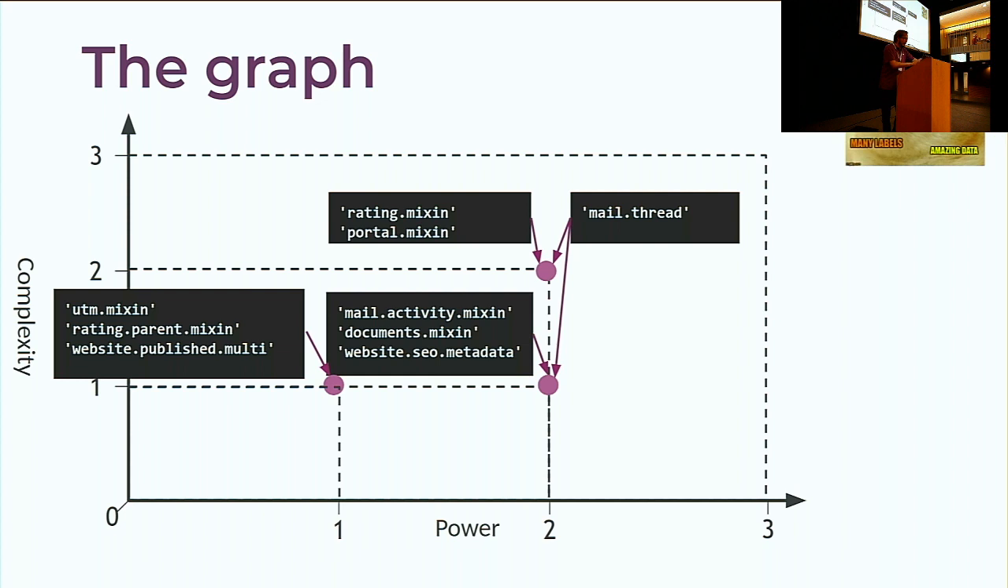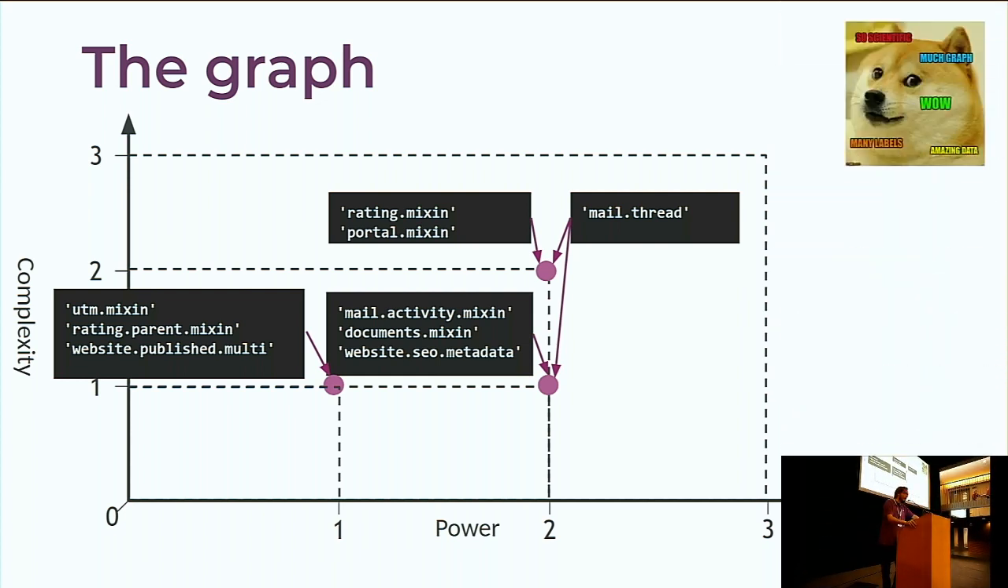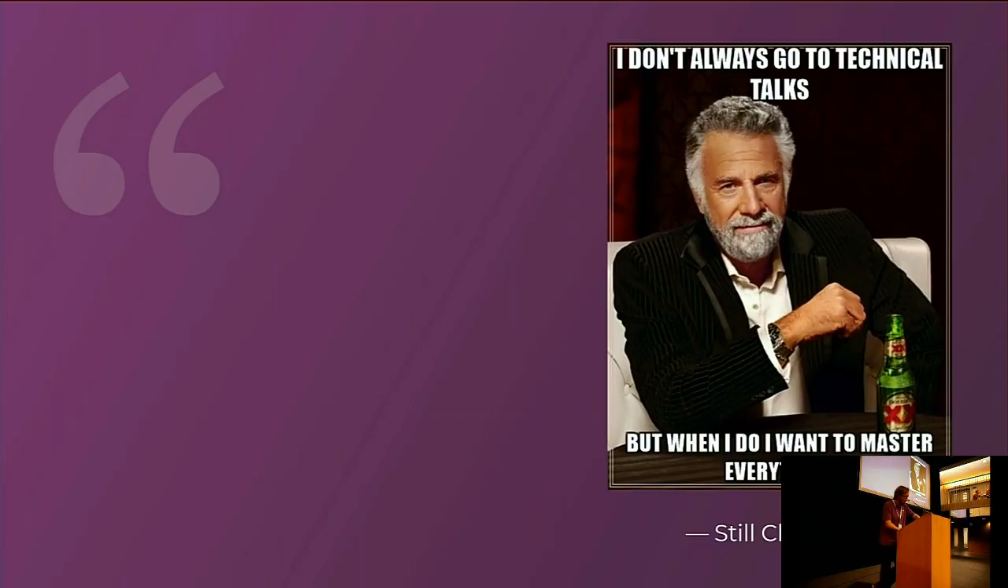You see that we have seen various mixins. Some of them are more complex or give more power. For example, the UTM, the rating, and the website published are not very complicated to implement and give small, interesting features, but that you can use in your daily job. Mail thread and portal are a bit more complicated to implement, but potentially give you more power in your application.